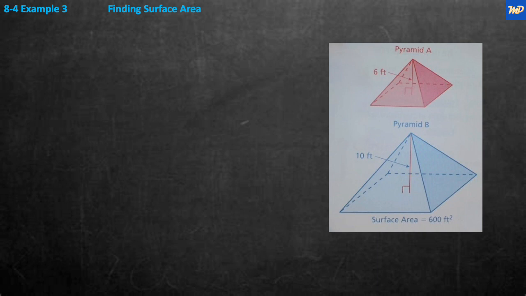Okay, so let's find a surface area. Example 3. We have pyramid A and pyramid B. We have a pyramid height of 10 feet for pyramid B, and a 6 foot height for pyramid A. We do not have the surface area of A. We have the surface area of B.